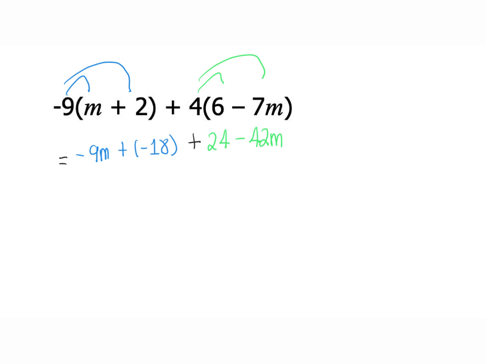And then we could combine like terms. So we have negative 9m minus 28m, that's negative 37m. And then we have negative 18 plus 24, and that's just 6.